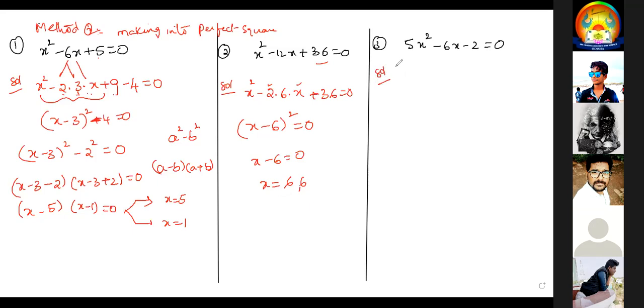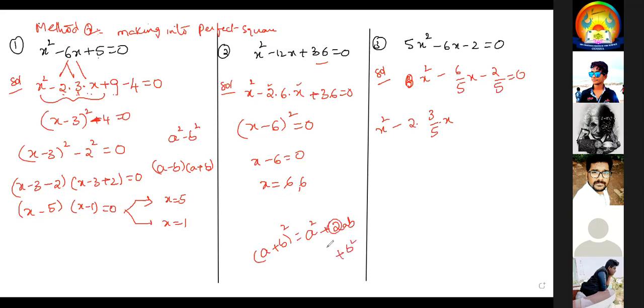I'm writing: divide with 5 first. x square minus 6 by 5 into x minus 2 by 5 is equal to 0. For x square, it should be a 2 multiple now, so I am writing 2 into 3 by 5 into x. What is the need for the 2? In the formula of (a plus b) whole square, a square plus 2ab plus b square, 2 is there now. That's why I wrote 2.